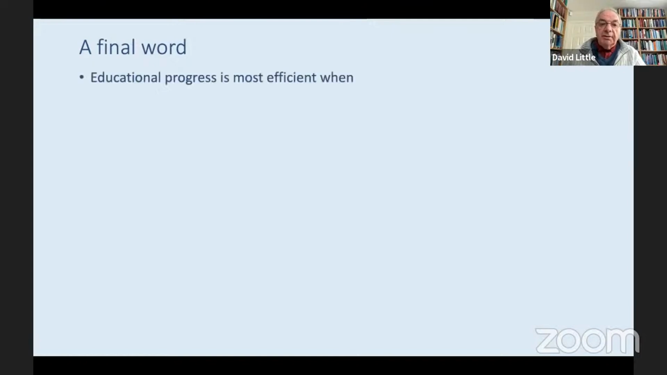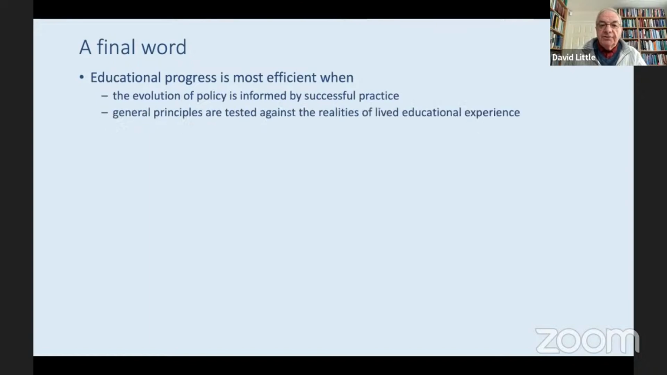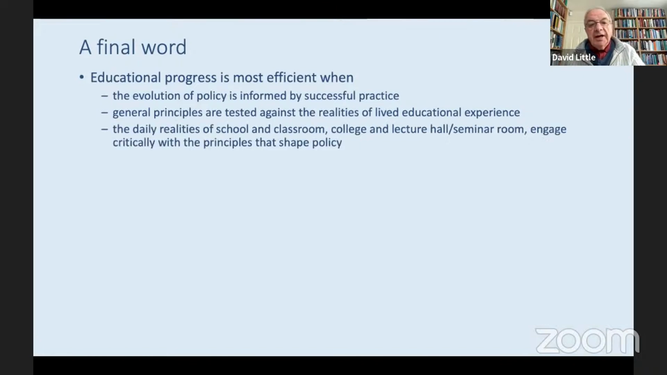As I also said at the beginning of my talk, educational progress is most efficient when the evolution of policy is informed by successful practice, when general principles are tested against the realities of lived educational experience, when the daily realities of school and classroom, college and lecture hall or seminar room engage critically with the principles that shape policy.